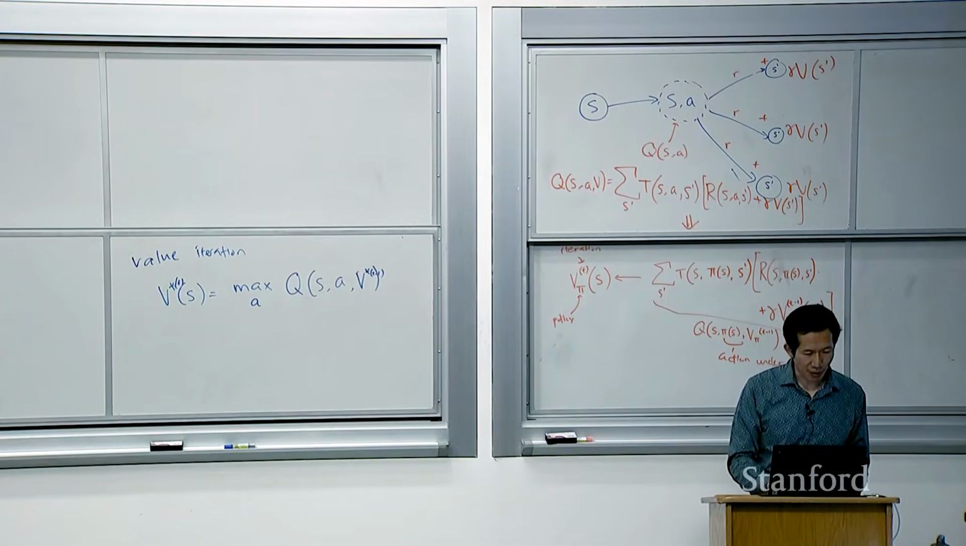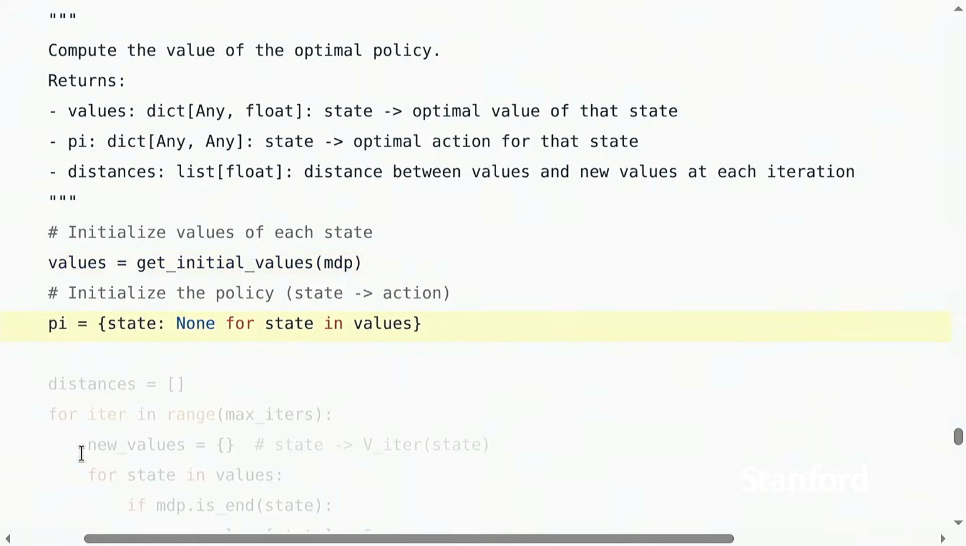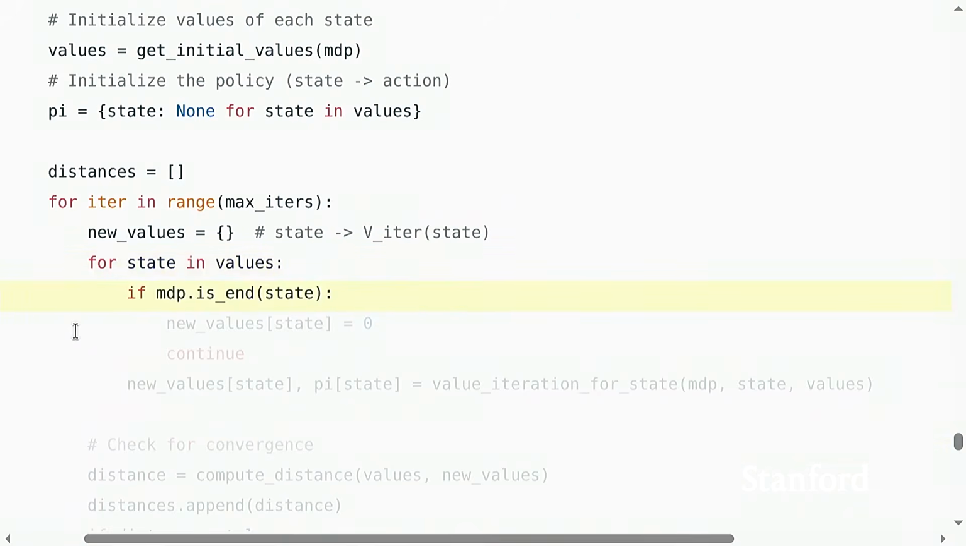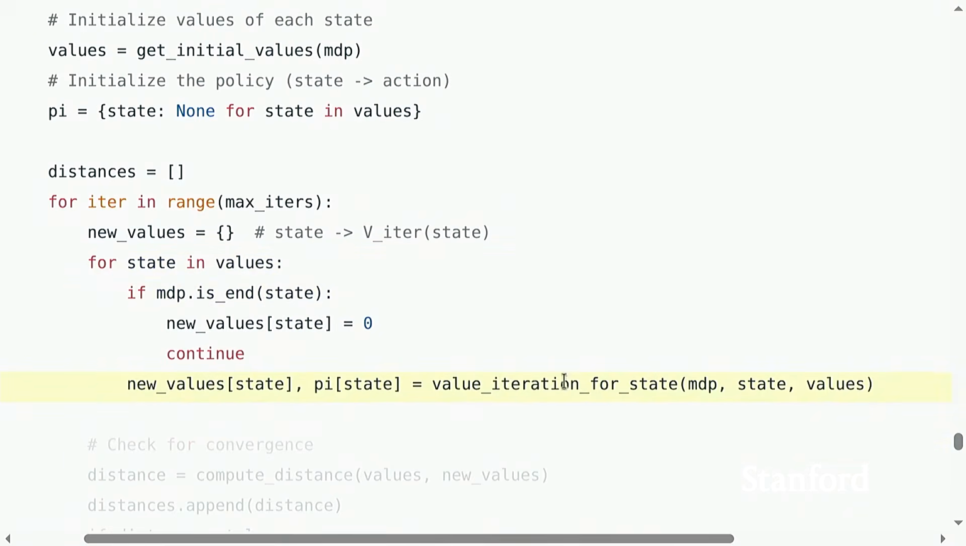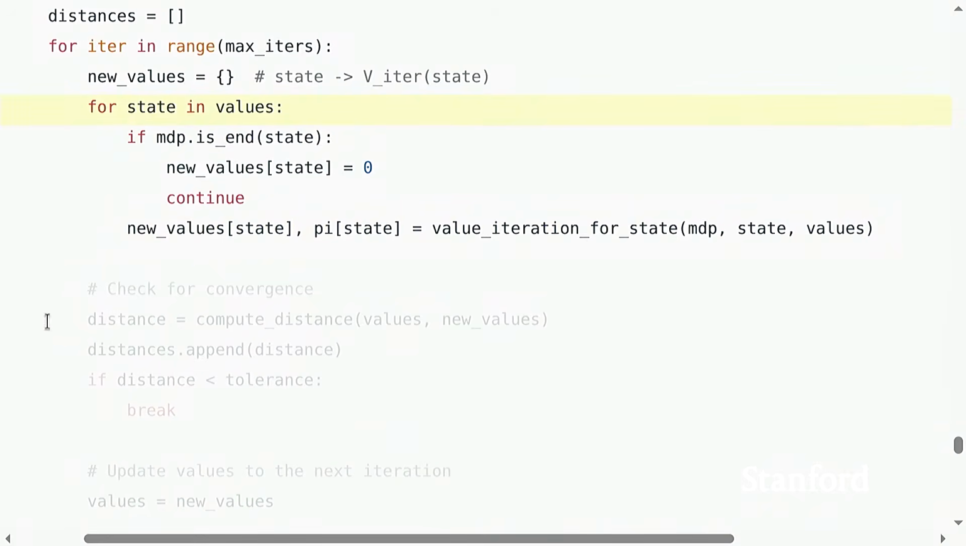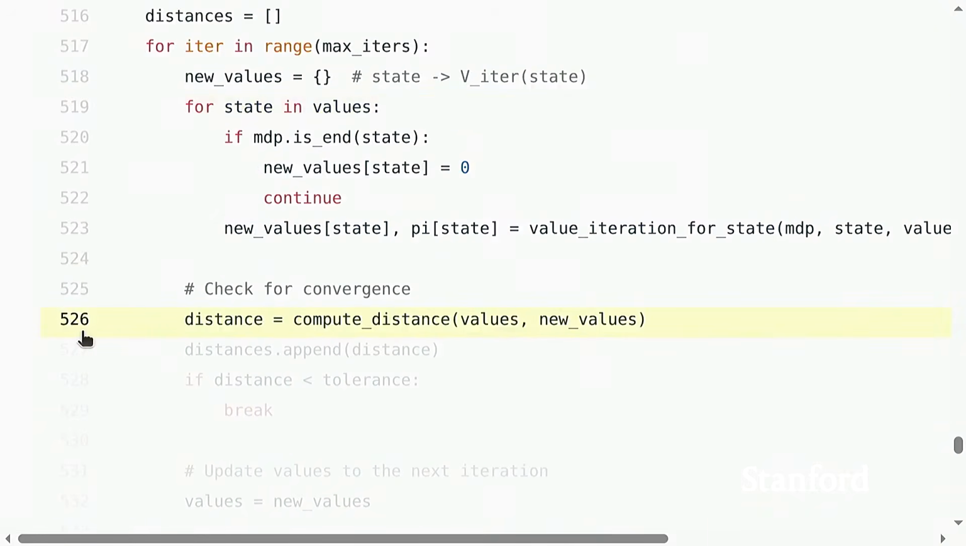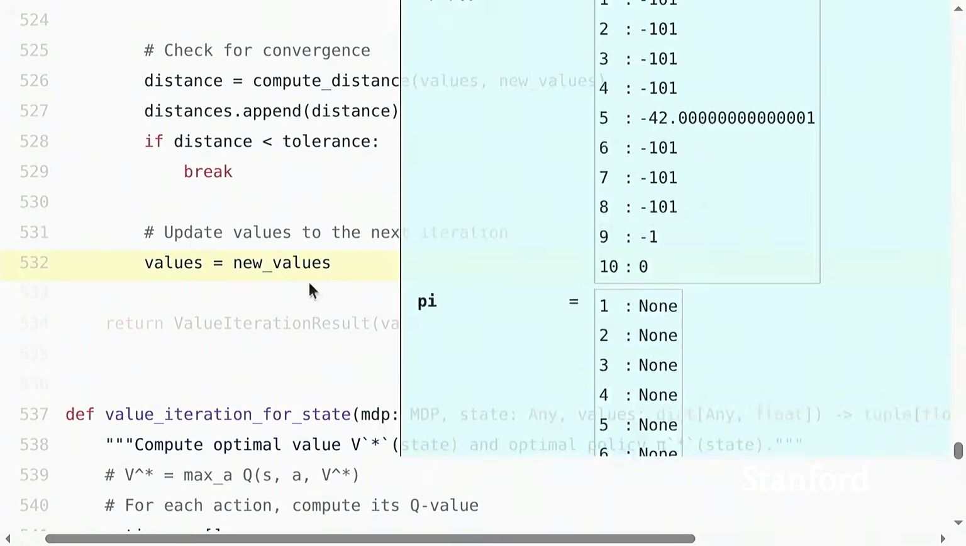Okay, so now let's run value iteration. Get the initial values. I'm going to have pi to record what the best action is given a state. And then I loop over all the states, and I call this function value iteration for state. I check for convergence to see if the new values that I've computed are close enough to the old values. If they are, then I stop. Otherwise, I keep on going.